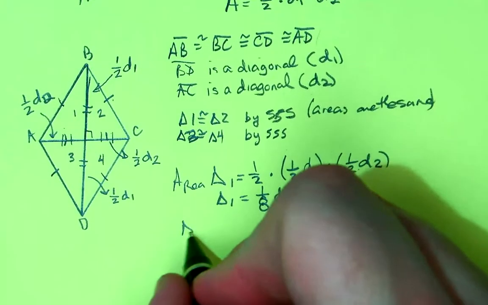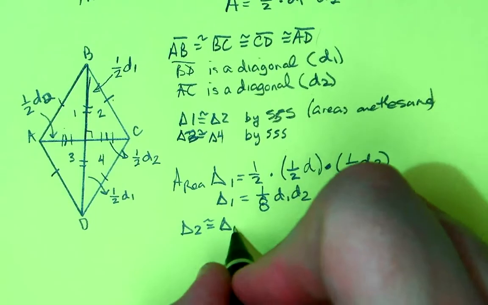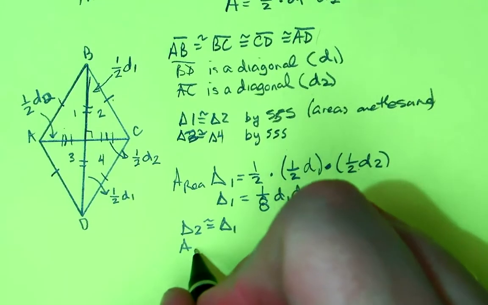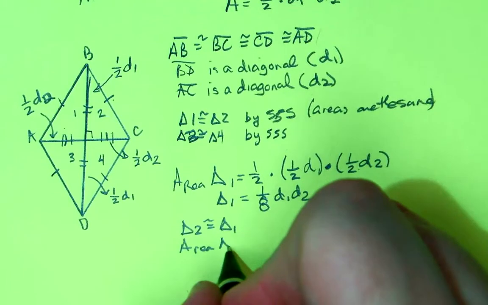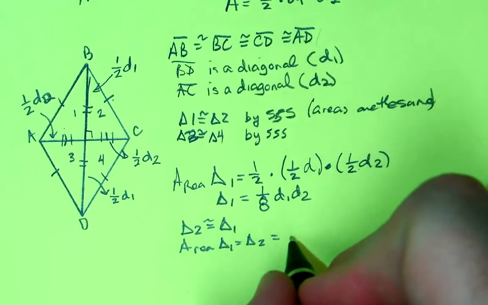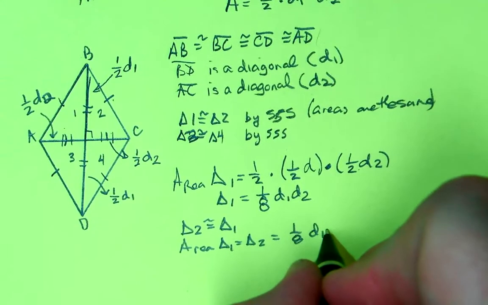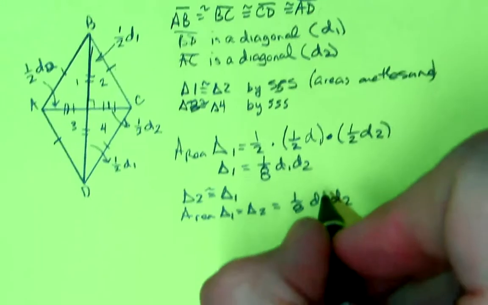Now, triangle 2 is congruent to triangle 1, so logically it makes sense that the area of triangle 1 is equal to the area of triangle 2, so that's going to be equal to 1/8 of D1 times D2.